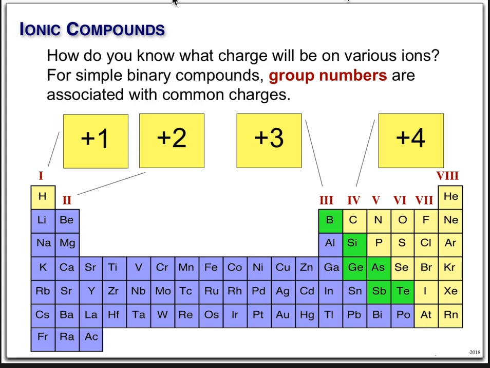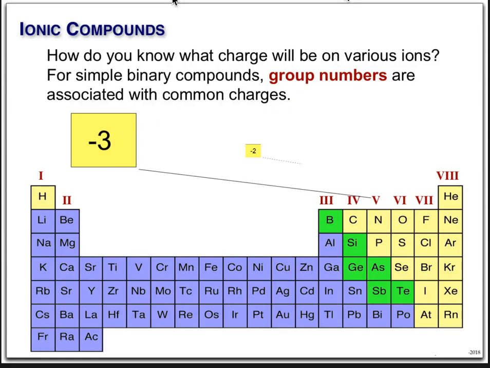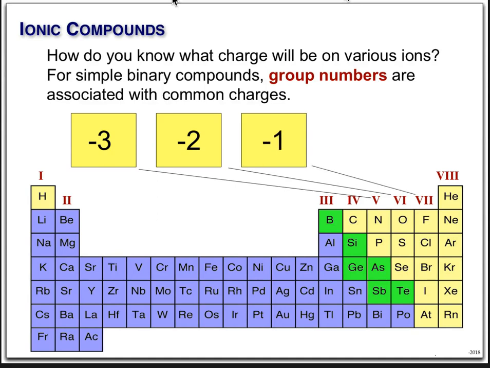Now once you get past the fourth group, it becomes more advantageous for the element to add electrons to try to get to 8. So over here, starting in group 5, we're going to add 3 electrons, then 2, and then 1. So just by finding an element in the periodic table, you can have a pretty good bet as to the charge that the ion is going to have.